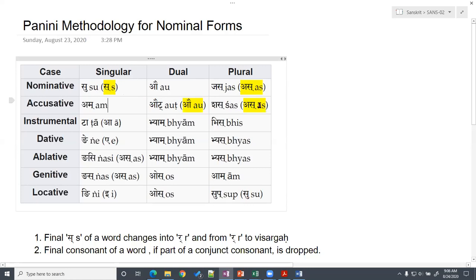Su au jas. Out shas. Ta bhyam bhis. Ne bhyam bhis. Nasi bhyam bhyas. Nas os am. Ni os sup.